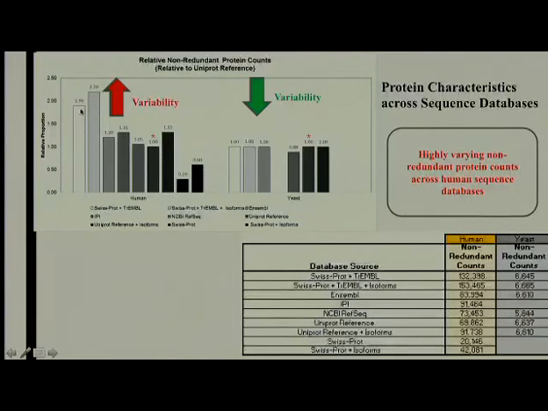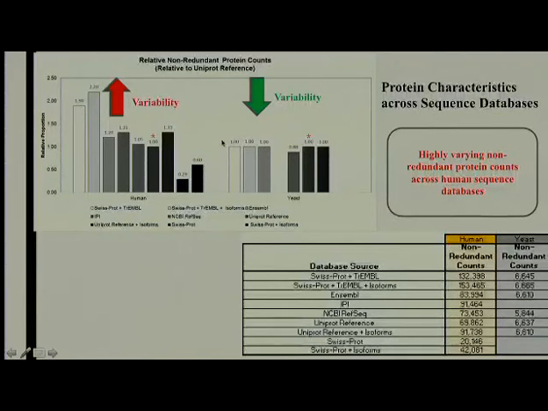And what we found was that there is a high variability in the protein counts across human sequence databases. In fact, larger databases such as SwissProt and TrEMBL, and SwissProt and TrEMBL with the isoforms database, have almost twice as many proteins as the UniProt reference proteome. And then on the other end of the spectrum, you have smaller databases such as the SwissProt database that has only about one-third as many proteins as the UniProt reference proteome. And if you look at the actual non-redundant counts, you notice how the SwissProt database has only about 20,000 proteins, while when you add the TrEMBL database, the number of counts goes up sixfold. And the addition of the isoforms database adds another 20,000 proteins. So again, the point is that there's a lot of variability in the protein counts across different protein sequence databases.